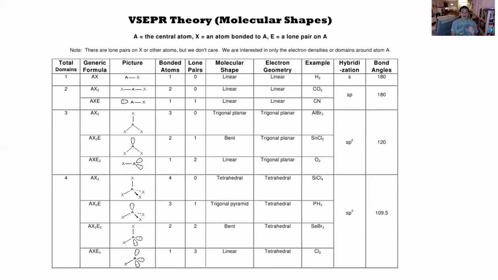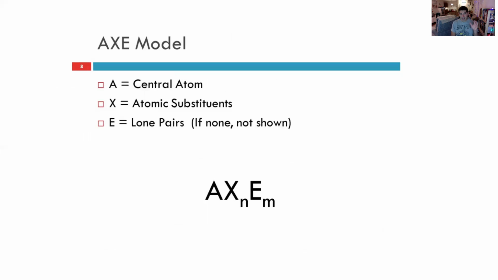So we have to define which atom is A. Again, A represents our central atom. We get to pick which atom that is. X is the atomic substituent; bonded atoms is what I usually refer to them as. And E is the lone pairs, and if there are none, they will not be shown.